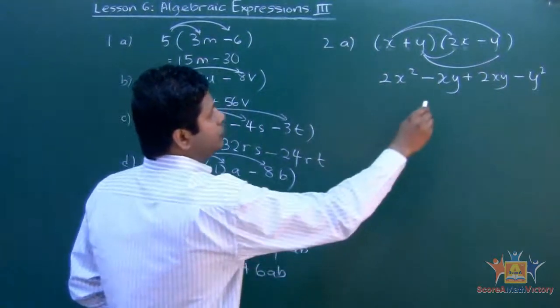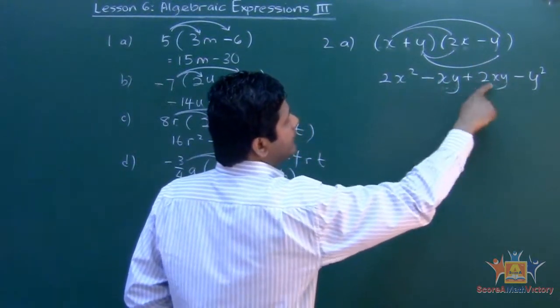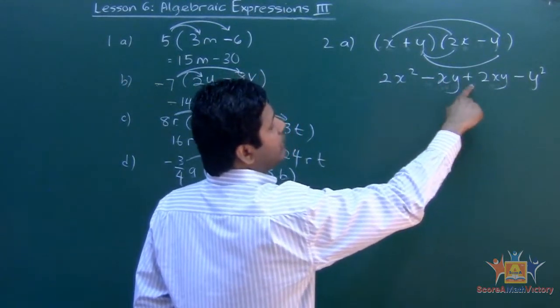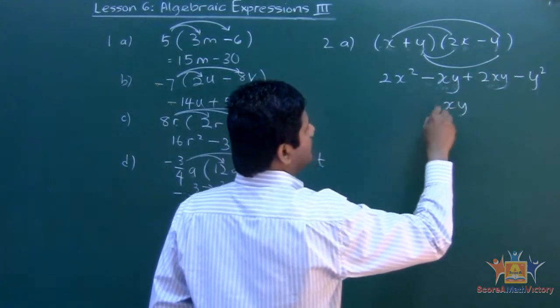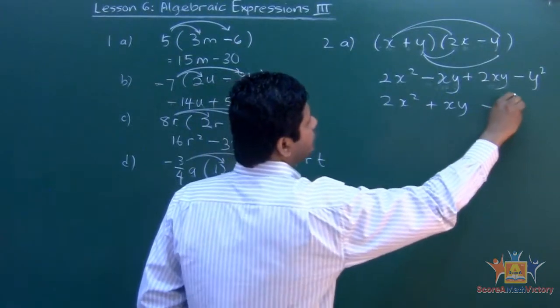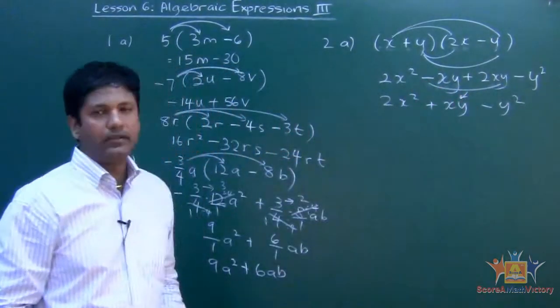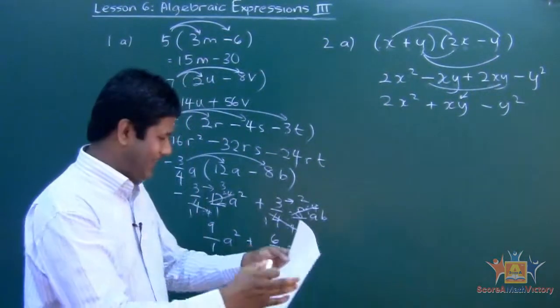Now look at this. These are the same terms, xy and xy. That means I can combine them. 2xy minus xy, or negative xy plus 2xy, gives me plus xy. So I rewrite the 2x squared and minus y squared. I combine this. Give me that. That's it. Okay, good. Let's go to the next one.